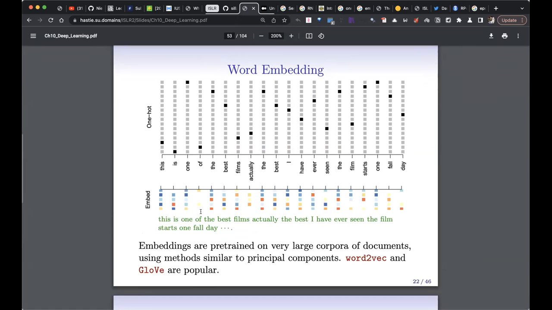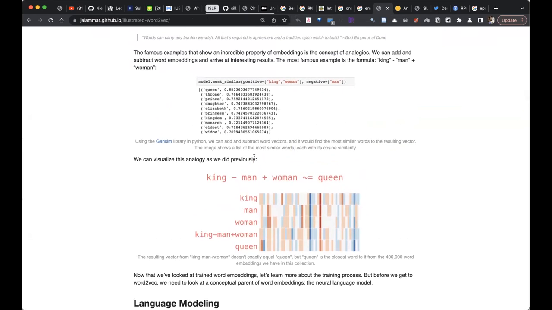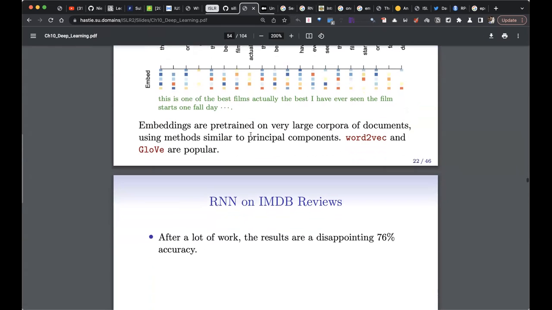With this, you can find synonyms, since there is a relationship between words, but in the one-hot representation there is no relationship encoded. In this representation, there is an encoded relationship, because king is somehow close to man, and woman may be close to queen due to their vectors of values.